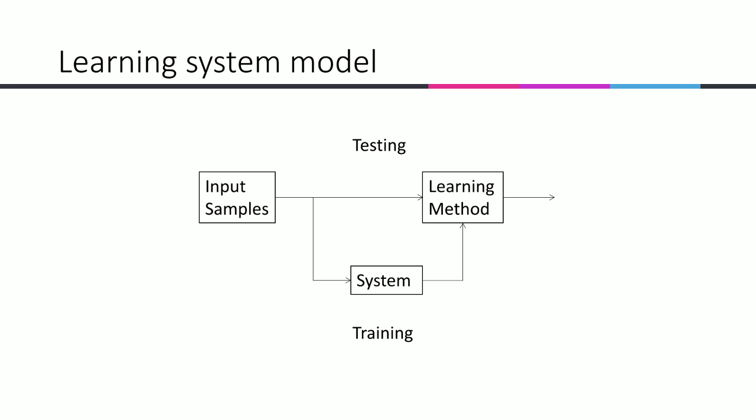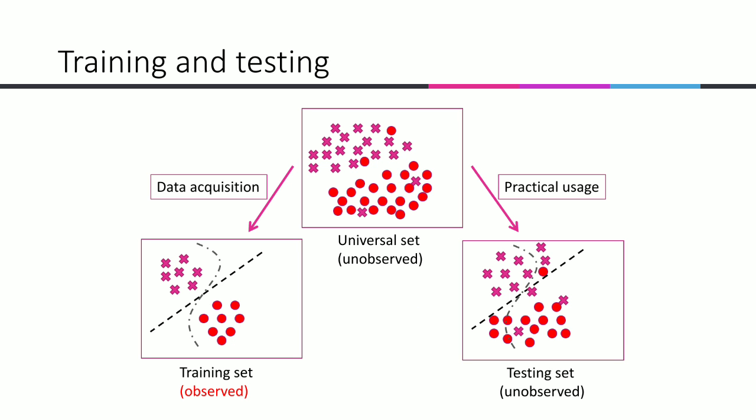The learning system model: the input samples are there, then training is performed on those input samples, and then whatever the learning method is, testing is performed on it. So training and testing are very important. Whatever data we have, some of it we can use for the training phase and some for the testing phase.